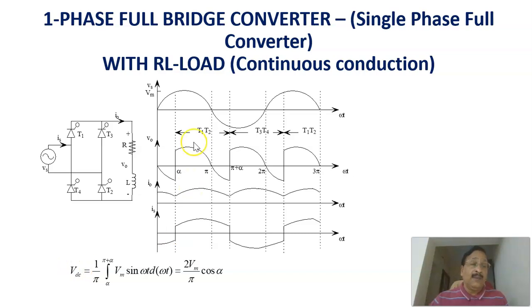If you calculate the average voltage across the load here, it will become 2 Vm by pi cos alpha. Therefore, by changing the firing angle alpha, you can change the average voltage. That is, the average voltage is equal to 2 Vm by pi cos alpha. If alpha is less than pi by 2, you will get a positive voltage. If alpha is more than pi by 2, the average voltage will become negative. Therefore, you get a variable DC average voltage across the load as the firing angle changes. That converts the AC input into a DC, unidirectional voltage whose average value is equal to 2 Vm by pi cos alpha.